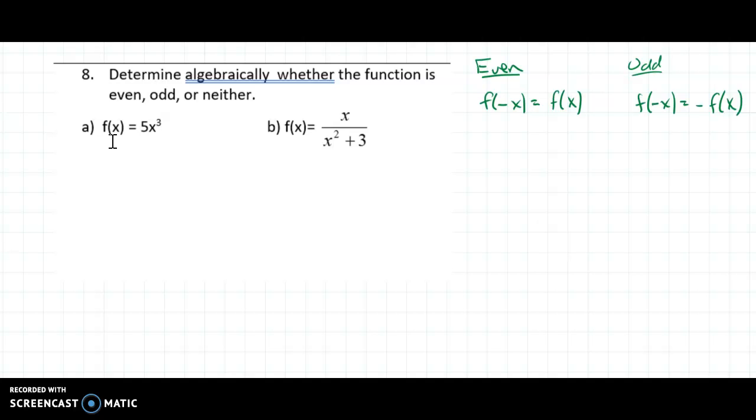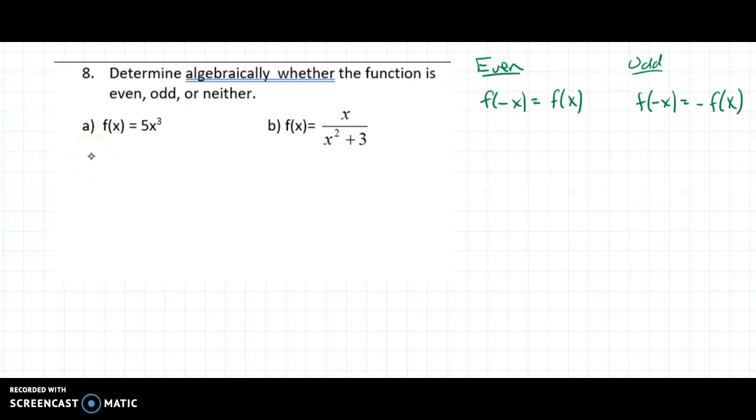All right, so we have f of x equals 5x cubed. So the first thing I'm going to do is find f of negative x, and that is 5, and then I'm going to open parenthesis. I'm going to replace the x with a negative x, and then I'm going to cube it. Now, you should know what happens here with this negative, but I'll show you down here anyway.